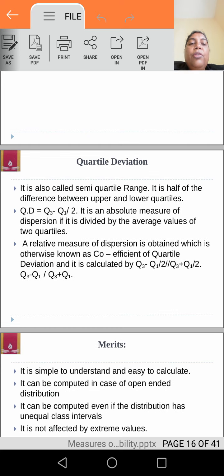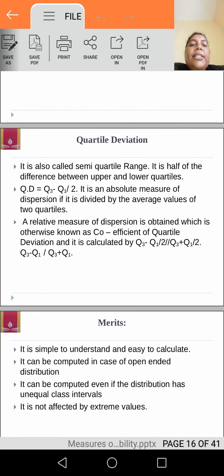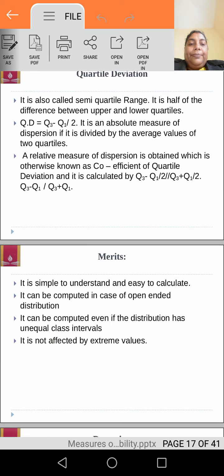It's an absolute measure of dispersion, and for the relative measure, the coefficient of quartile deviation is calculated by (Q3 minus Q1) by 2 divided by (Q3 plus Q1) by 2. So otherwise we can sum it up and say that it is (Q3 minus Q1) divided by (Q3 plus Q1), as in the coefficient of range.